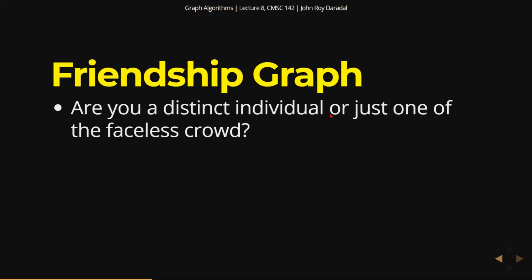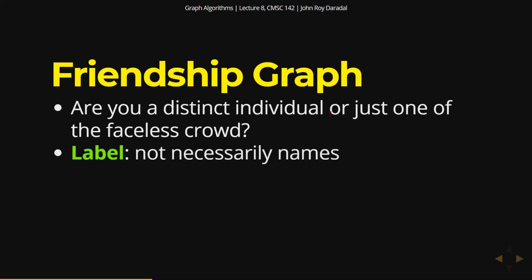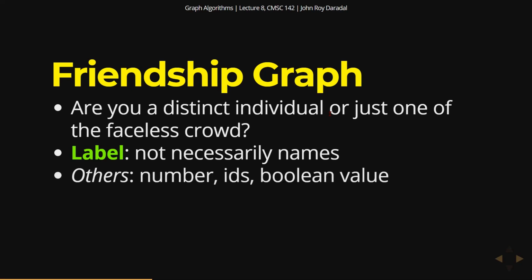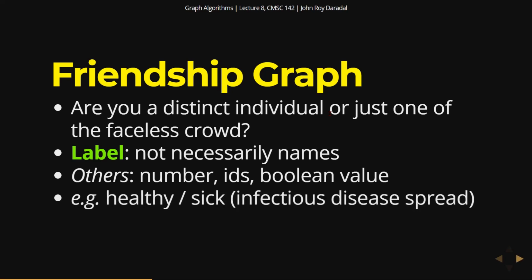Are you a distinct individual or just part of the faceless crowd? So this talks about whether the graph is labeled or unlabeled, right? So take note, however, that a label is not necessarily a name, okay? It doesn't have to be vertex names like A, B, C, D or the name of the person itself. It could be just a number, an ID, or a Boolean value. An example of a Boolean value would be a healthy or a sick individual. So you can do away with the person's name. You're just interested whether he is healthy or sick.